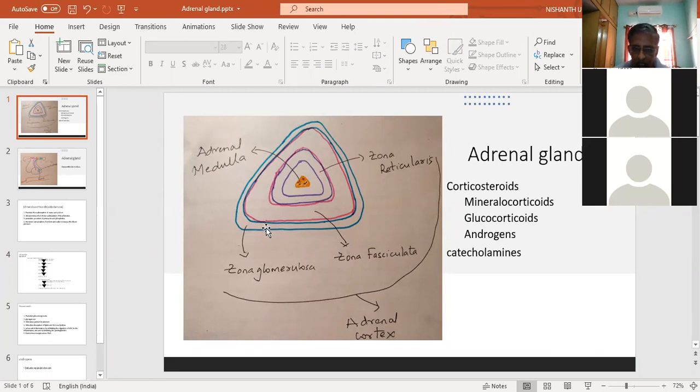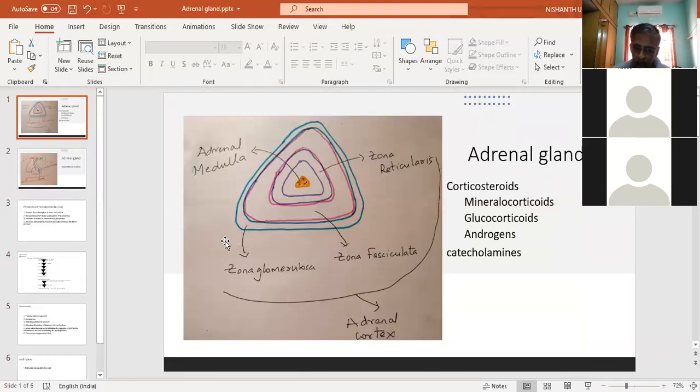Outside layer of the adrenal gland. So that angiotensin 2 will come and attach to the zona glomerulosa. The zona glomerulosa will start to produce one hormone called mineralocorticoid, that is nothing but aldosterone.